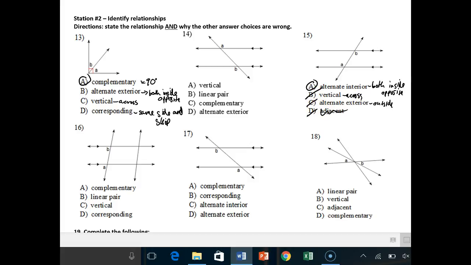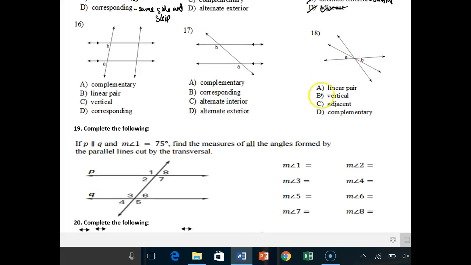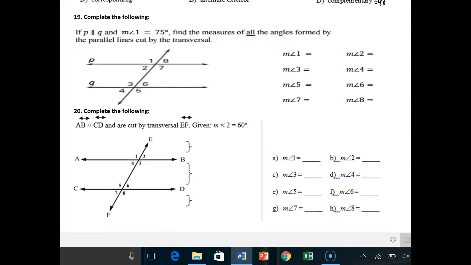On a problem like number 18, those are vertical, they are directly across from each other. Linear pair, I haven't talked to you about, so you can just cross that off. Adjacent, again, you can cross off. Complementary, they don't add up to 90 degrees. The rest you will do in partners.